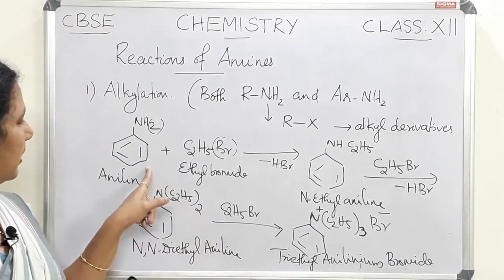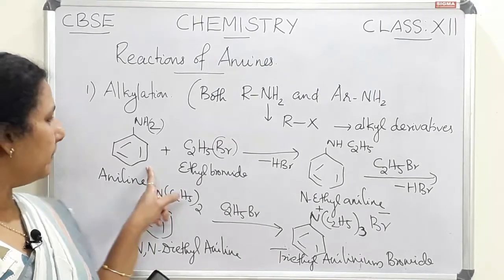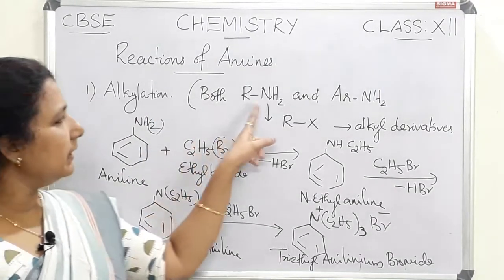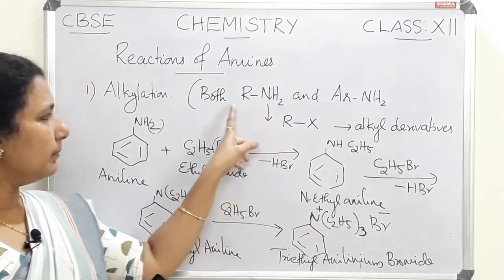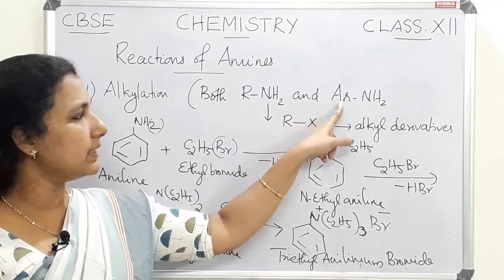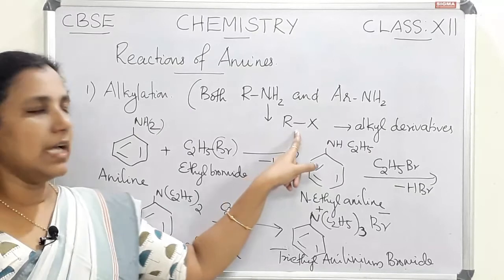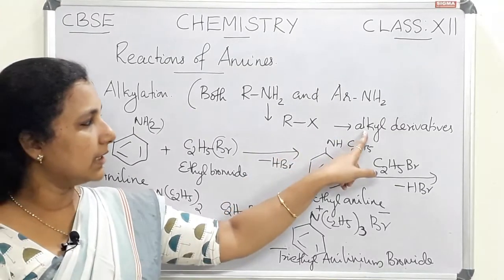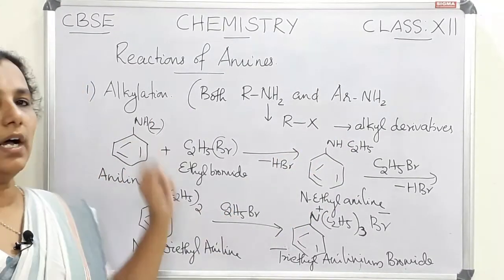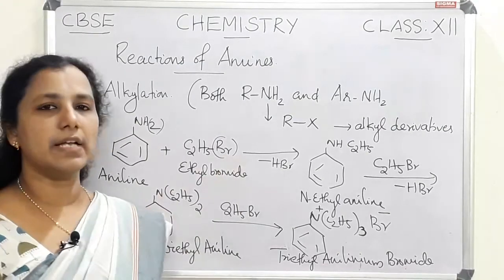So this is from an aromatic amine. So aromatic amine and aliphatic amine, both react with alkyl halide to produce different alkyl derivatives during alkylation. So this is the first reaction of amine.